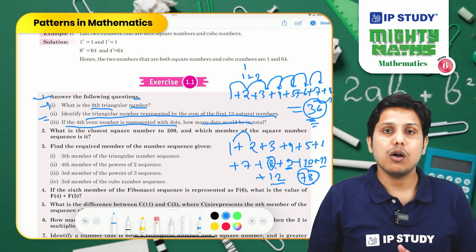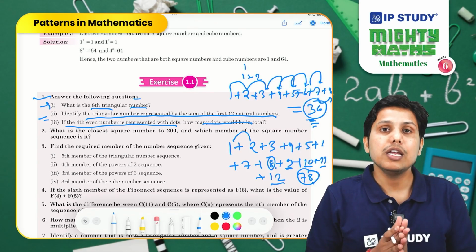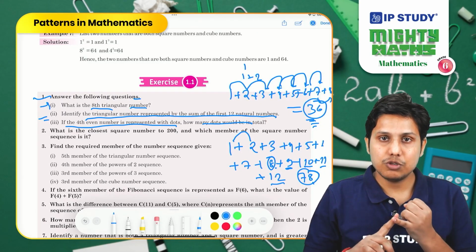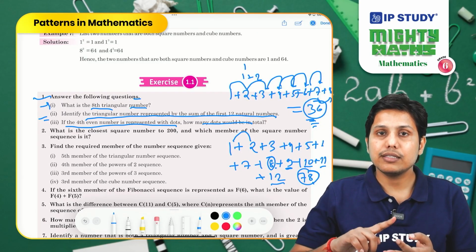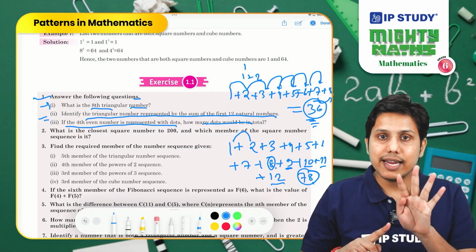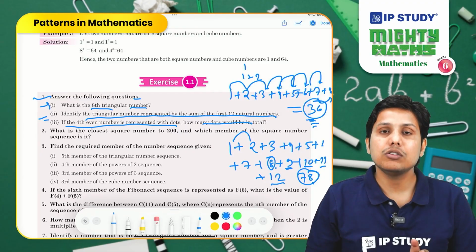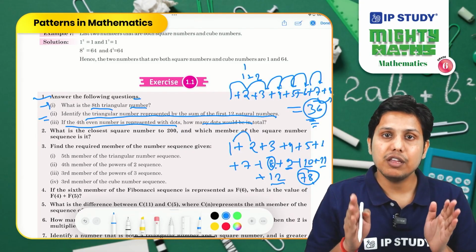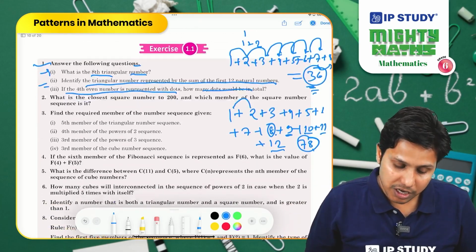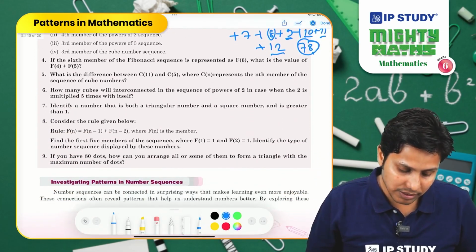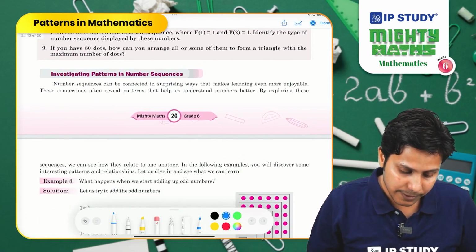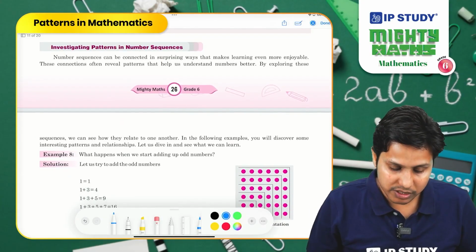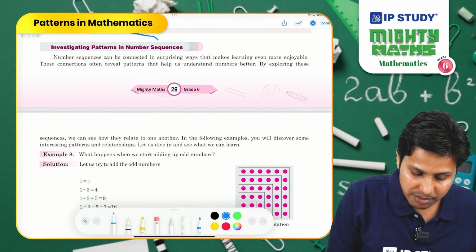So let's check which will be the 4th member of the even number sequence. So first is 2, then 4, then 6, then 8. So the 4th member is 8. It means we need 8 dots to represent the 4th member of the even number sequence. Students, similarly you can solve other questions. I will be moving to the next topic, which is investigating patterns in number sequences.